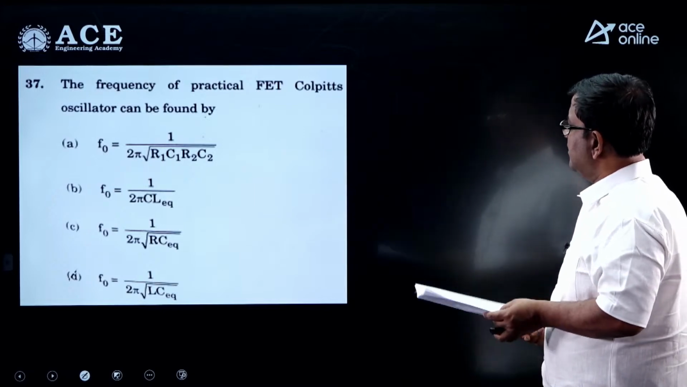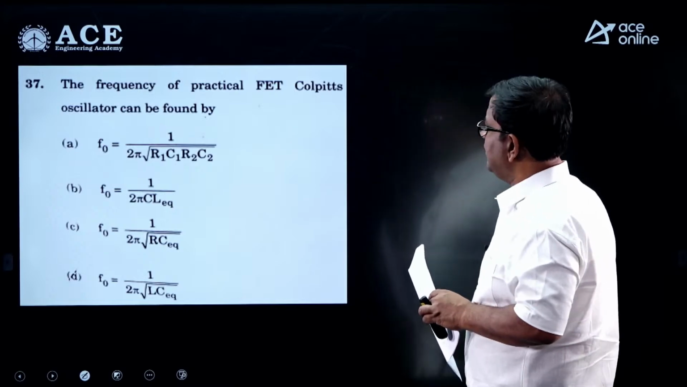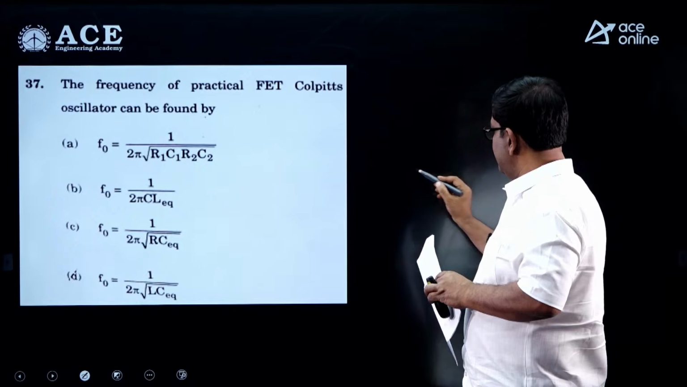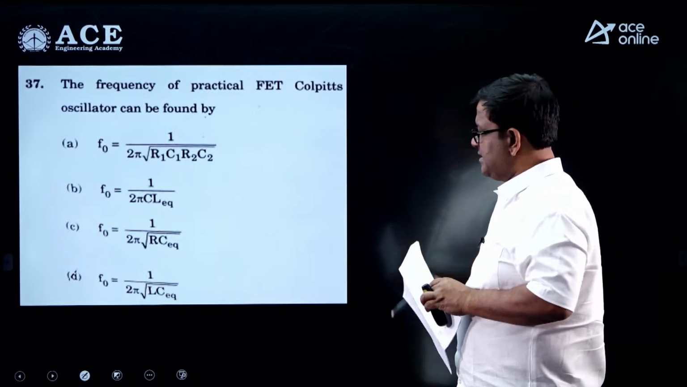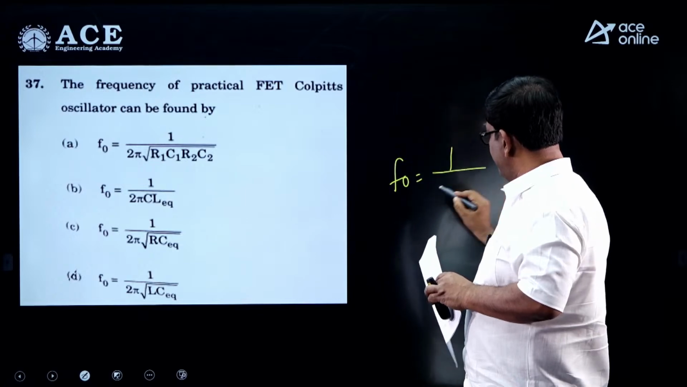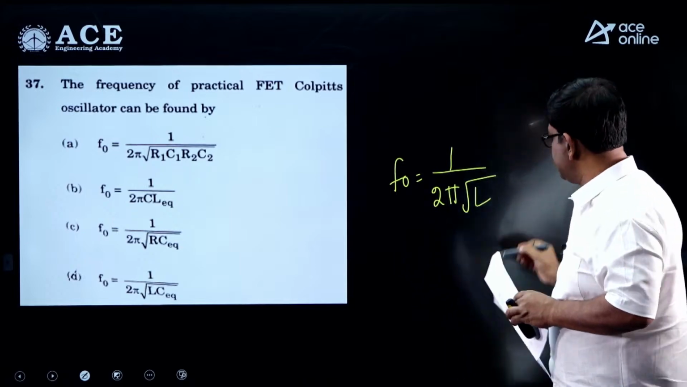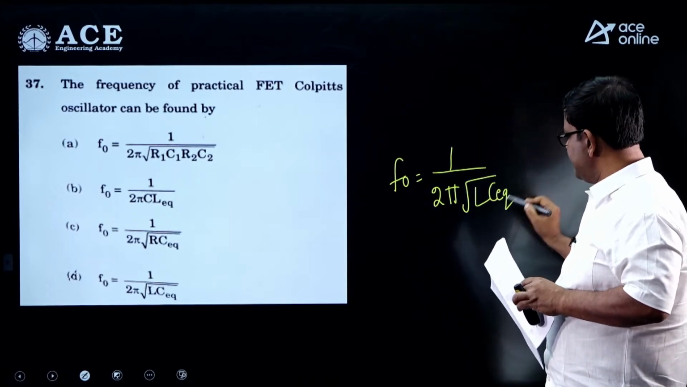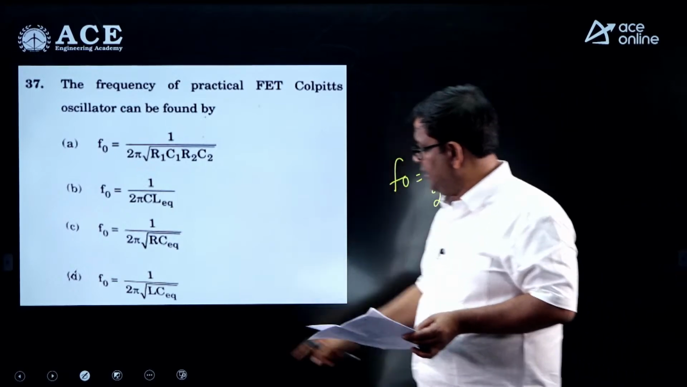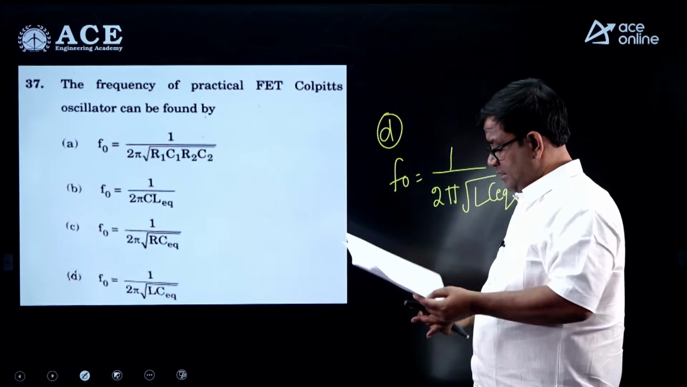Now this is a simple question. The frequency of a practical FET Colpitts oscillator can be found by. So we know in a Colpitts oscillator you have one inductor and two capacitors. So the frequency is of the form 1 by 2 pi root LC. Since there are two capacitors, the examiner has mentioned C equivalent. So 1 by 2 pi root of L into C equivalent, which is option D is the solution.